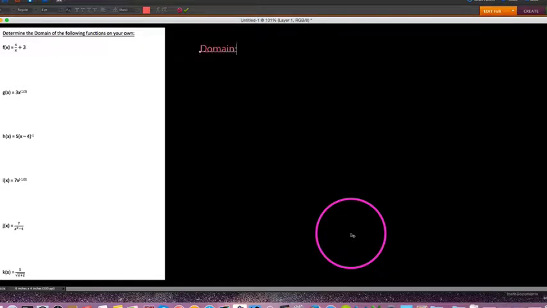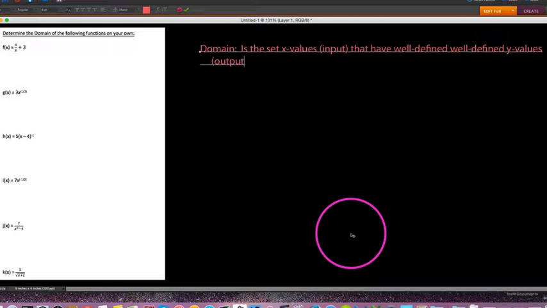The domain of a function is the set. It's a set of numbers, but we say the set of x values, or input values, that have well-defined y values, or what we call output values. In other words, it's the set of all x values that when you plug them into a function, you actually get a y value back.